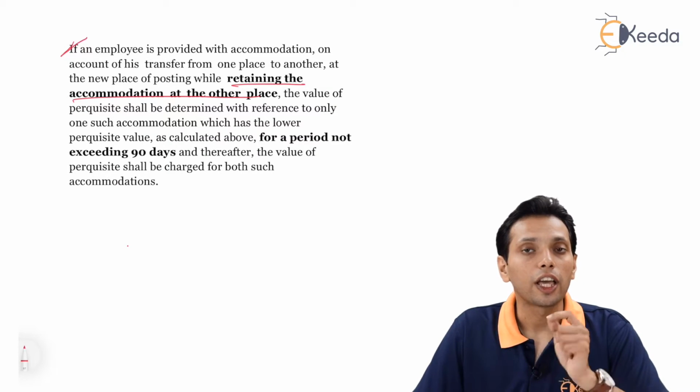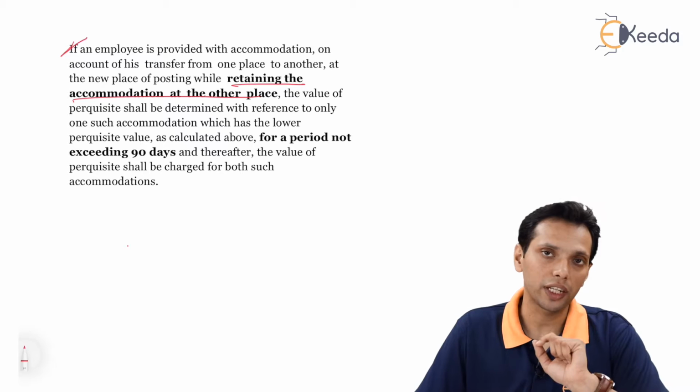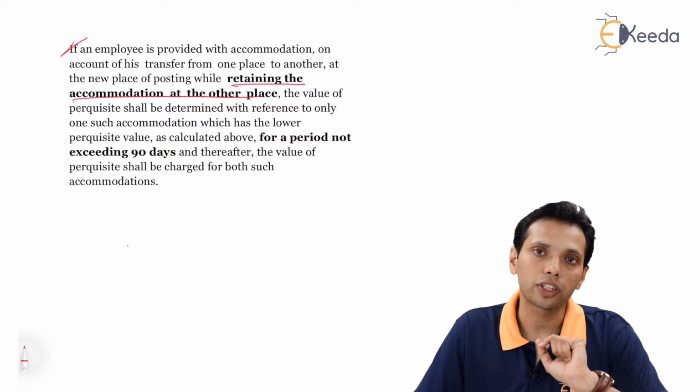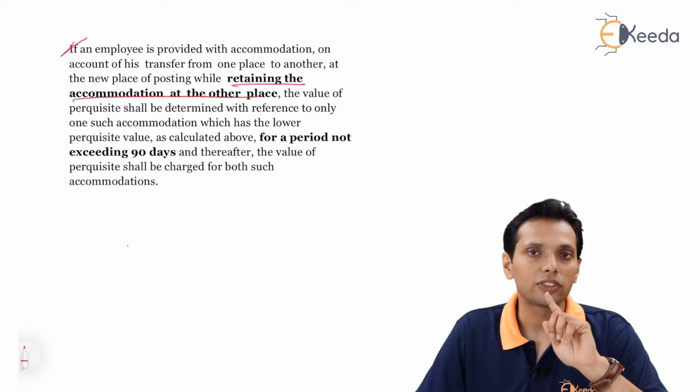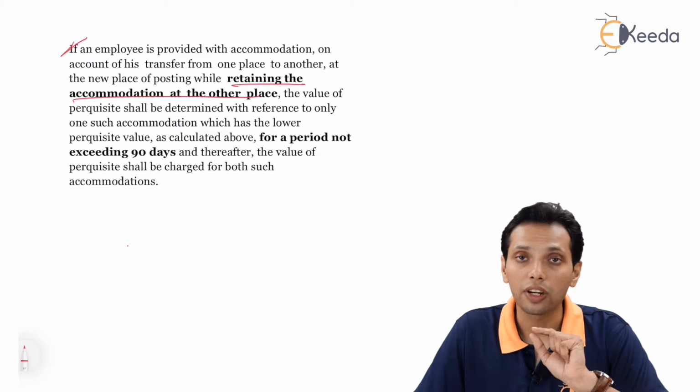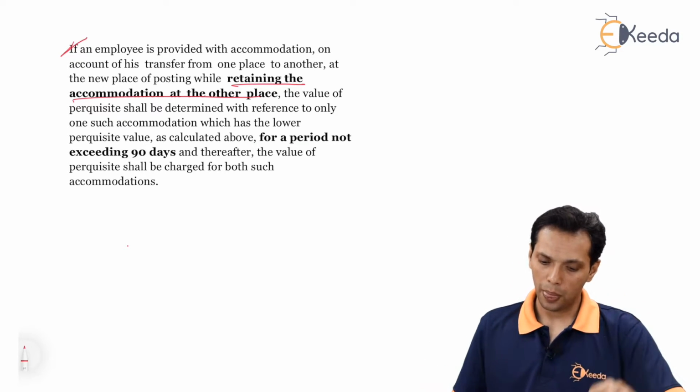After 90 days, if the employee continues to retain both accommodations, in those cases, for the days in excess of 90 days, the perquisite value of both the accommodations will be considered.